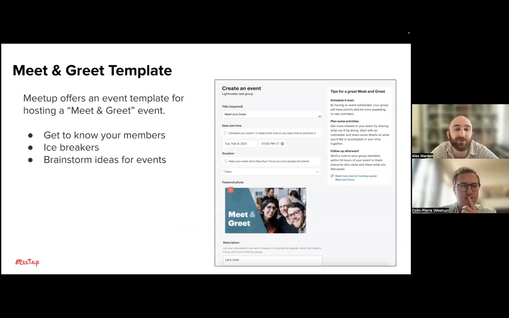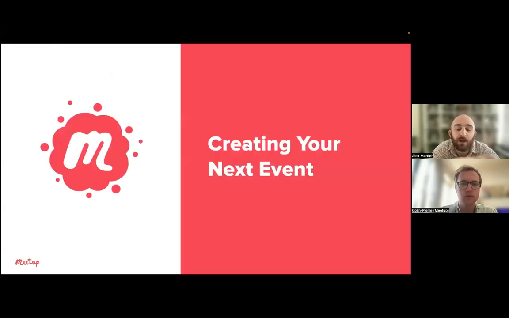Cool. So I mentioned the meet and greet template, and we can get into this a little more once we're actually going through the event scheduler itself. But I wanted to give everybody a sense about what that's going to look like and how it starts to fill in some of those fields. You can see the title, the date and time, and the featured photo get automatically filled out. So you get to select a basic structure for an event, so you don't have to come up with all the ideas yourself.